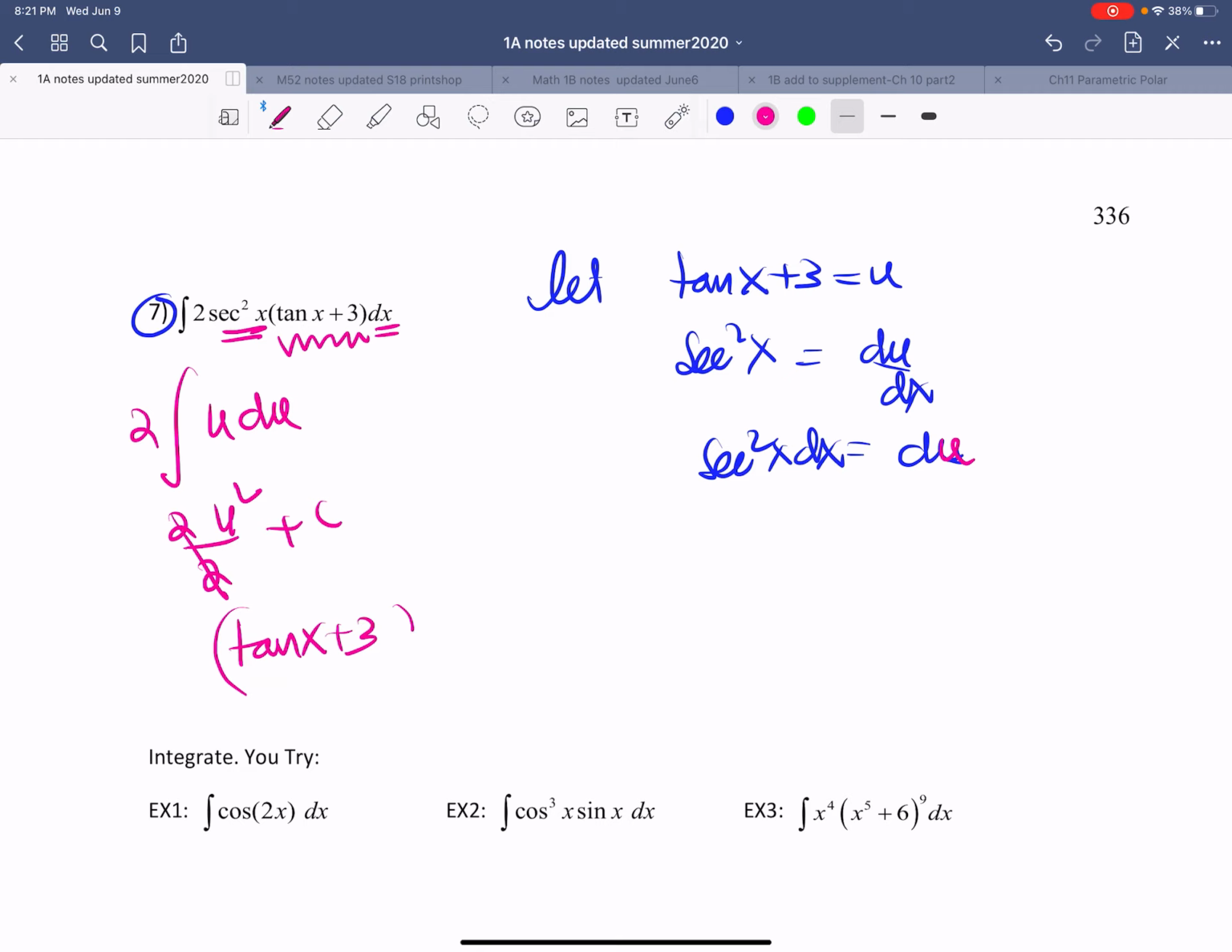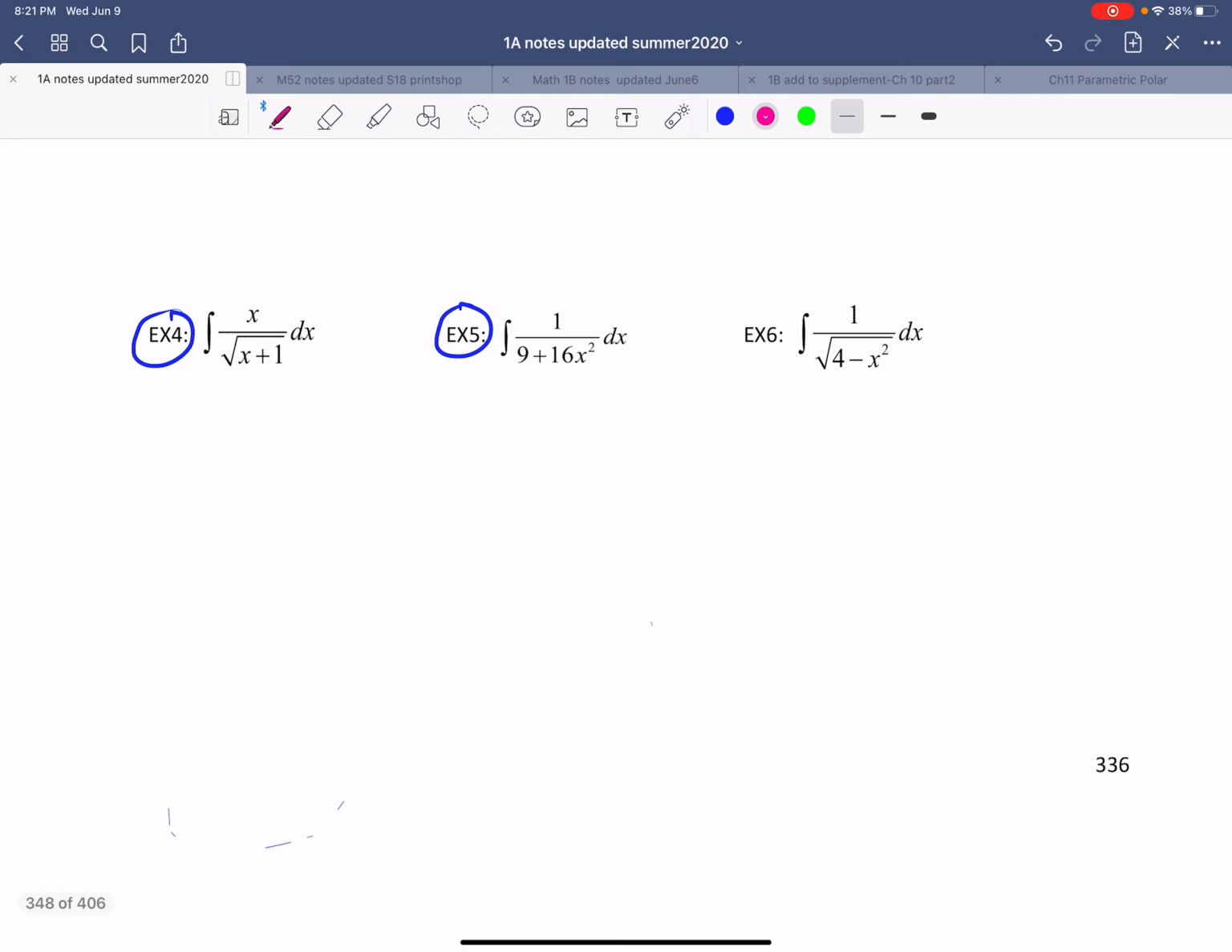Tangent x plus 3 squared plus a c is what we're left with. Right, a couple more examples. Here we have x over square root of x plus 1. So how are we going to evaluate this? What's the derivative of x plus 1? It's 1, or 1 dx. If I differentiate with respect to x, I wouldn't have that sitting on the top. So I've got to be a little clever here.